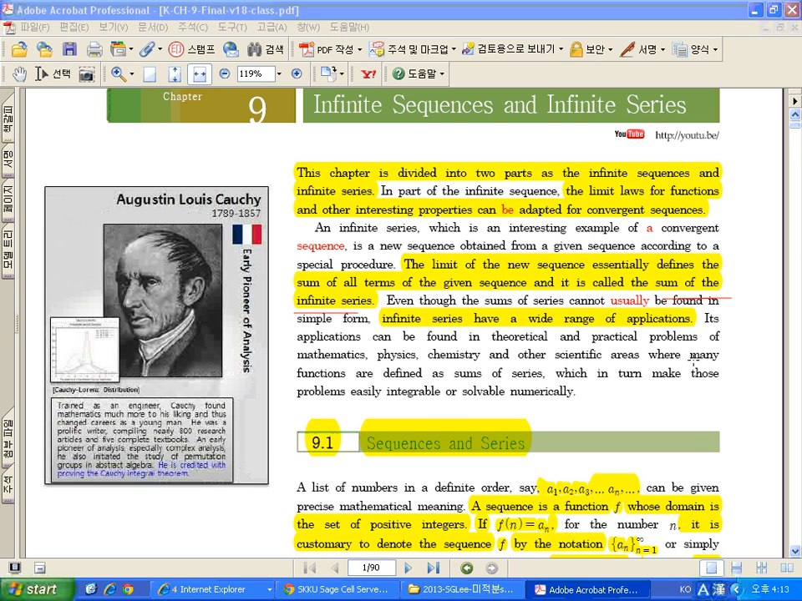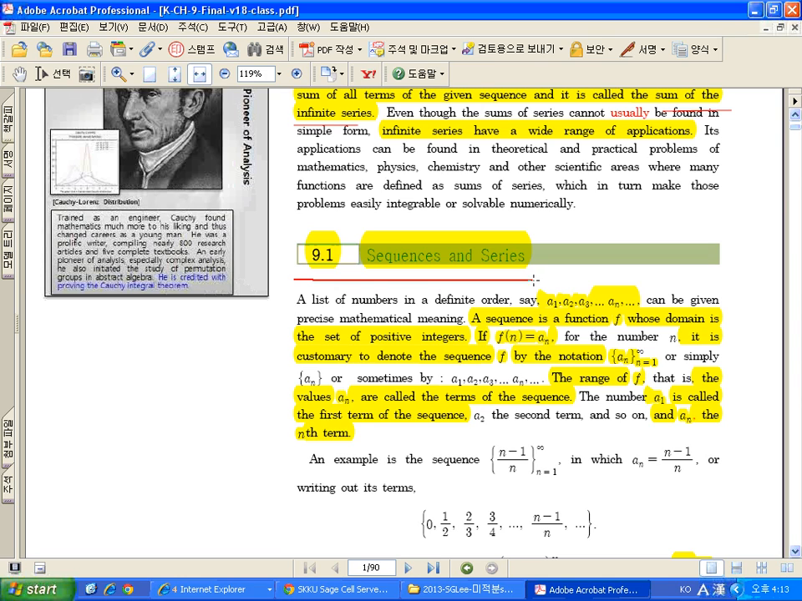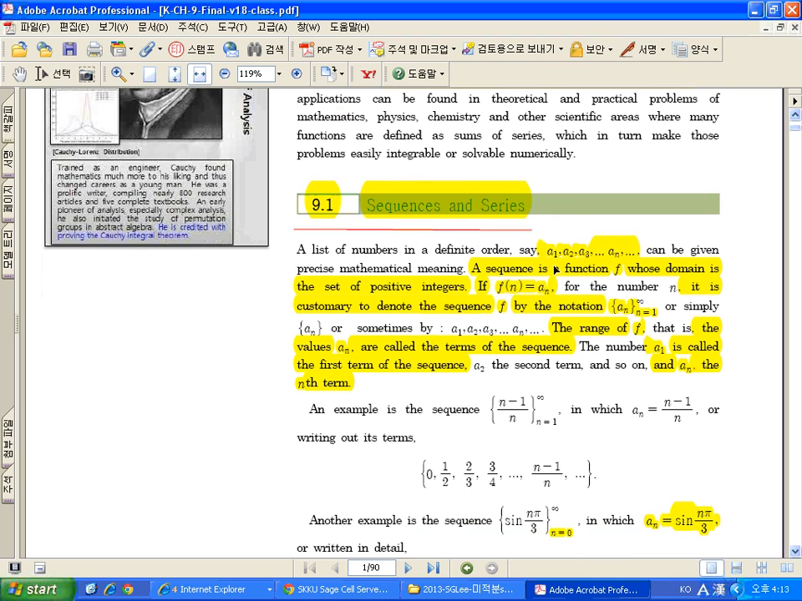Okay, so the sum of infinite series. Infinite series has a wide range of applications. We're going to see what it is. Section 9.1 is an introduction of sequence and series.